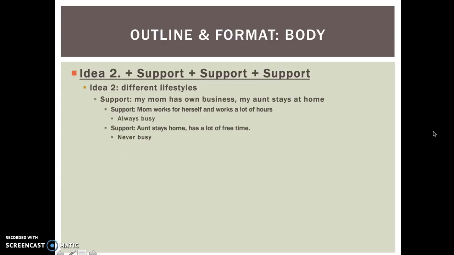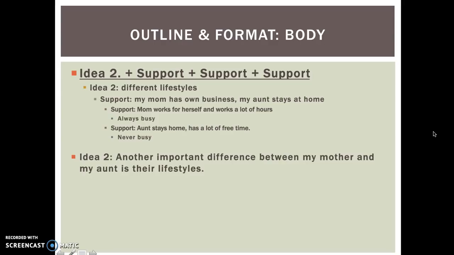After that, I have my second idea, that they have different lifestyles. So from my brainstorm, I thought about how my mom has her own business and my aunt doesn't work. She stays at home. So my mom works for herself and she works a lot of hours and she's always busy. My aunt stays home and she has a lot of free time, so she's never busy.